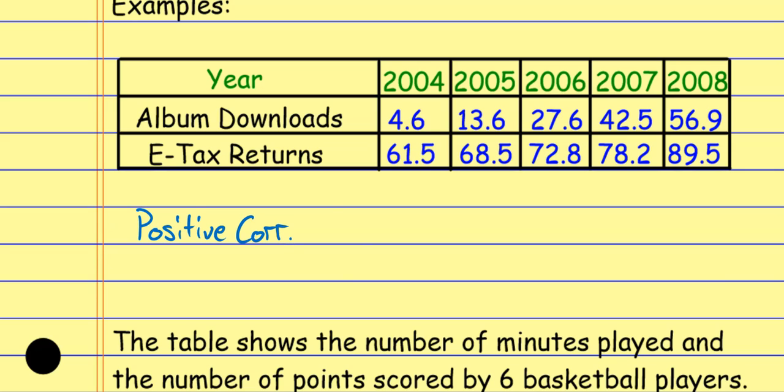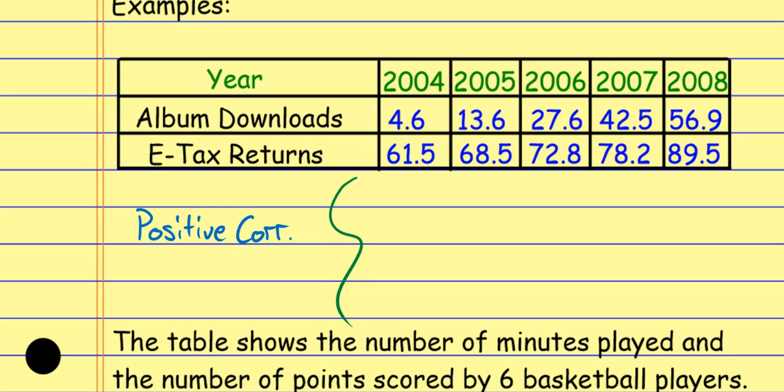But now I want to look beyond correlation and determine, I understand that there's positive correlation, but is one of those things going up caused by the other thing going up? Is there causation? As I look at this, as the album downloads went up, the e-tax returns also went up. So now I want to ask myself, do the album downloads going up make the e-tax returns go up? Do they cause that to actually happen? When you think about it, downloading music versus how you file your taxes, do those have anything to do with one another? And the answer is no.